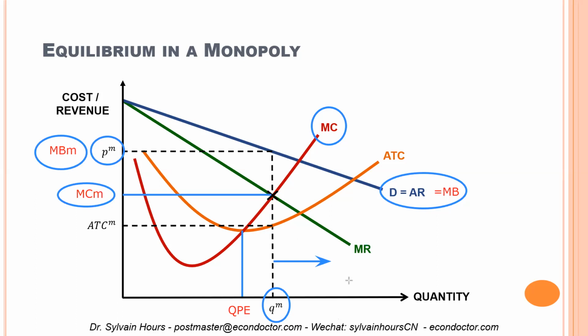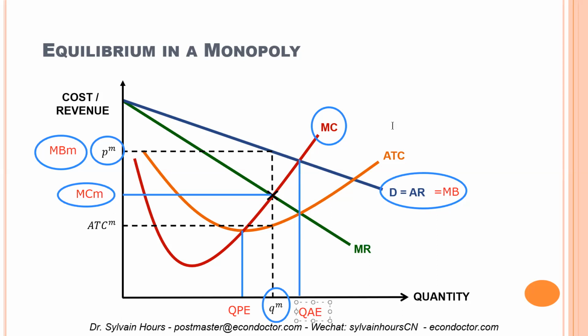You can even ask them to identify the allocatively efficient level of output where the marginal benefit of consumption is equal to the marginal cost of production. It's quite easy to see that this is going to be right there. We can call that QAE. This is the allocatively efficient level of output. This is at this level of output that total surplus is maximized.